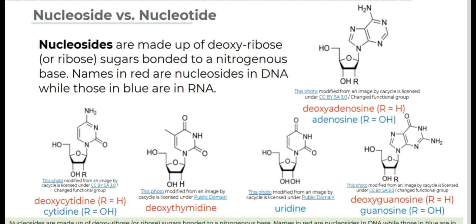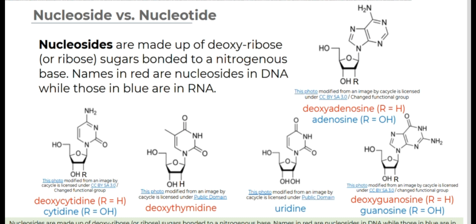Nucleoside versus nucleotide. Nucleosides are made up of deoxyribose or ribose sugars bonded to a nitrogenous base. Names in red are nucleosides in DNA, while those in blue are RNA. In the illustration on the right, we can see that the red is named deoxyadenosine, R equals H, and in blue, it is named adenosine, R equals OH.